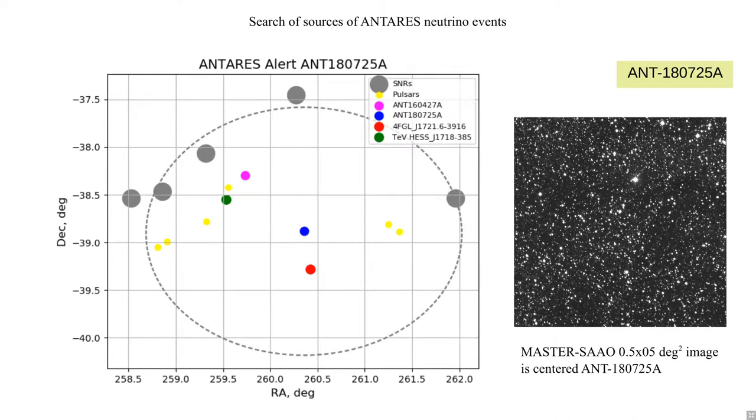Two years before the Antares alert 18025, another alert was registered from the direction Antares 16427 at a distance f of 0.76 degrees from the first one. In this region of the sky, many active objects are found: TeV gamma sources, Fermi gamma sources of unknown nature, pulsars, and supernova remnants.